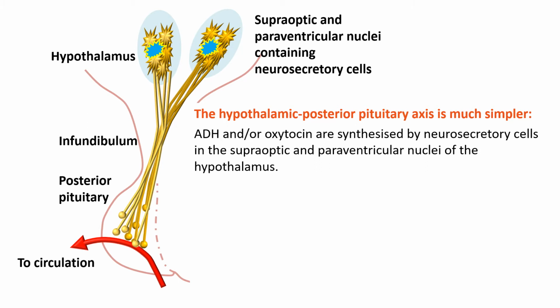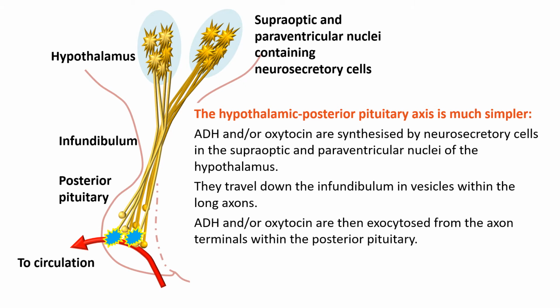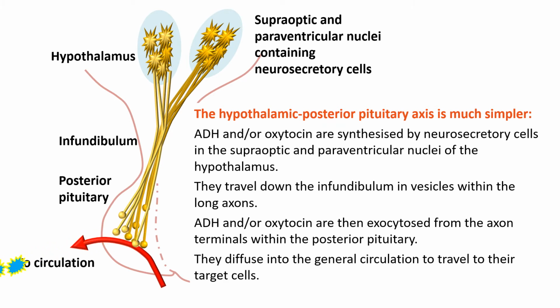So ADH and or oxytocin are synthesized by the neurosecretory cells in the supraoptic and the paraventricular nuclei of the hypothalamus. They travel down the infundibulum, again in vesicles within those long axons. They're then exocytosed from the axon terminals when needed within the posterior pituitary. They diffuse into the general circulation and travel off to their target cells. So the hypothalamic-posterior pituitary axis, we only have one set of hormones.